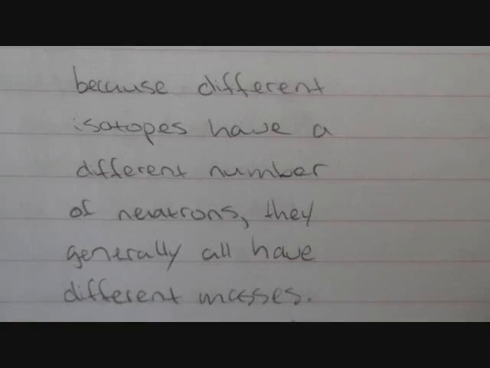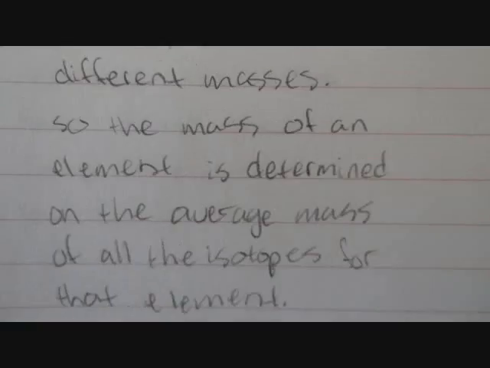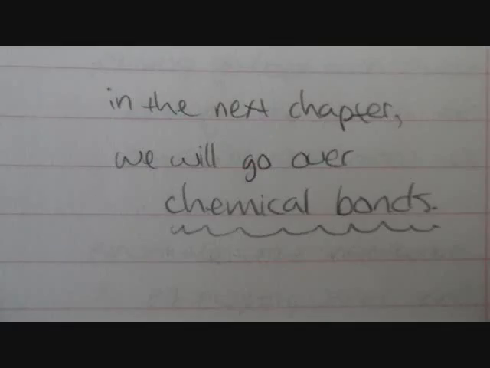Because the different isotopes have a different number of neutrons, they generally all have different masses. So the mass of an element is determined on the average mass of all the isotopes for that element. In the next chapter, we will go over chemical bonds.